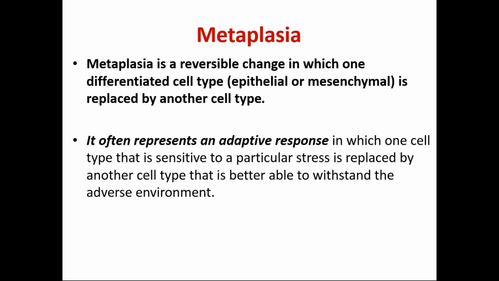It often represents an adaptive response in which one cell type that is sensitive to a particular stress is replaced by another cell type that is better able to withstand the adverse environment. So when there is a stress to the epithelium and it is unable to cope with that stress, it is replaced by another epithelium which can cope with that stress. So this is mainly an adaptive response of the epithelium or any mesenchymal tissue.